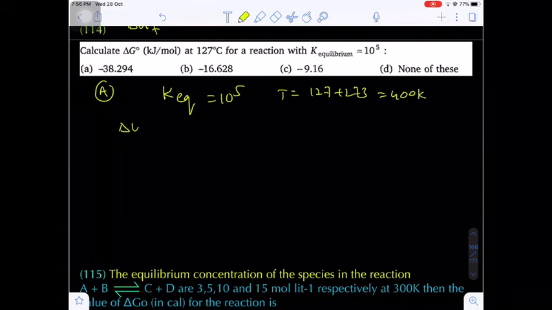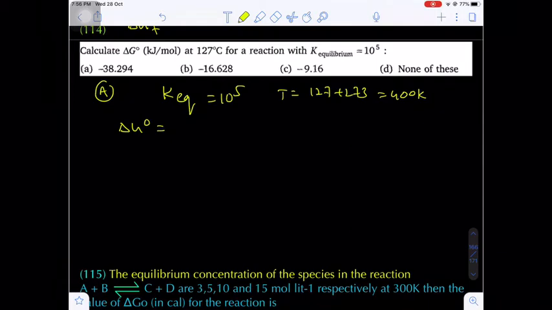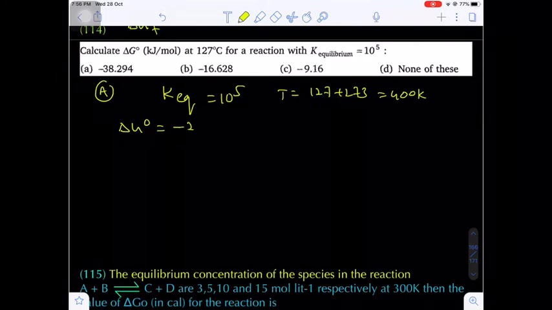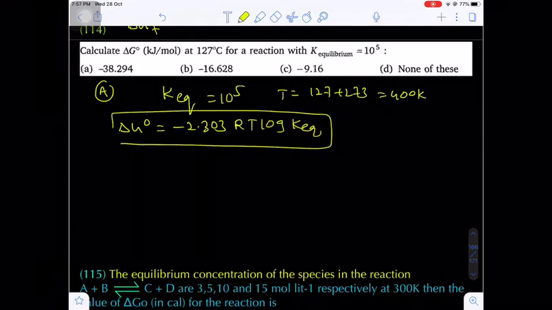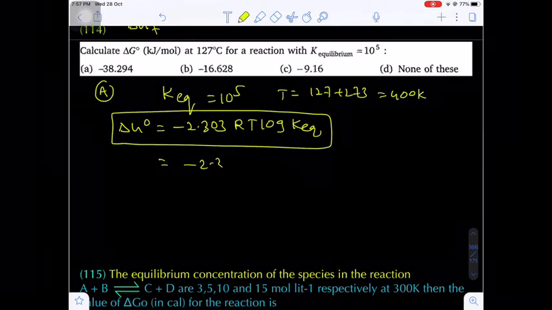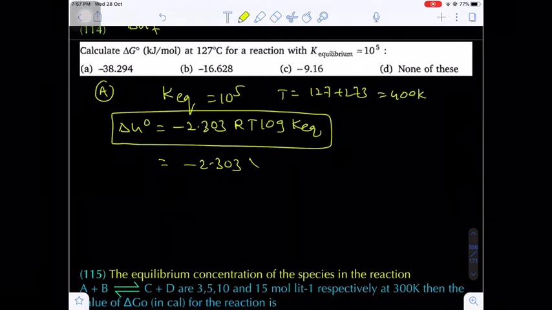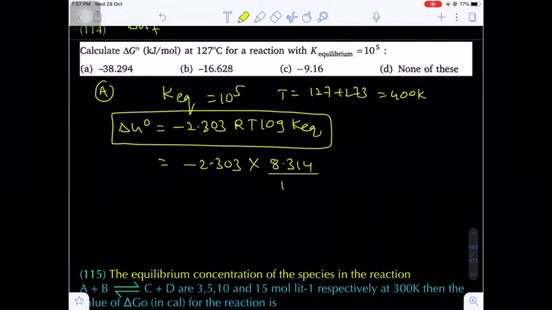In the last class I explained the relationship between the standard Gibbs free energy change and the equilibrium constant. That means delta G naught equals minus 2.303 RT logarithm of K equilibrium. Are you getting my point? What R value do we have to take in terms of kilojoule? The R value in joules is 8.314, so in terms of kilojoules, 8.314 into 10 to the power minus 3.